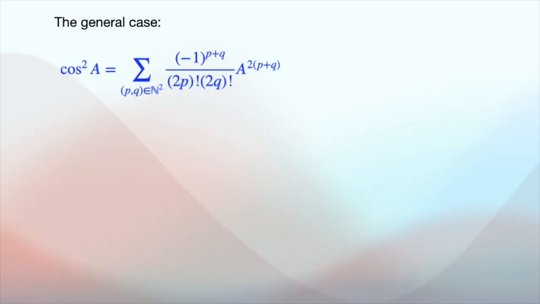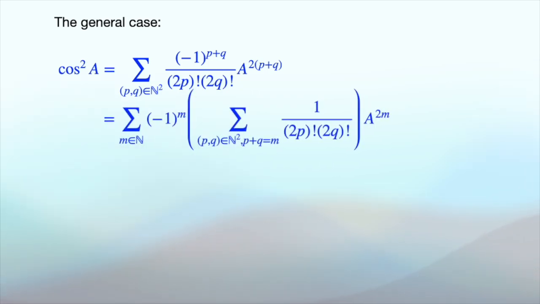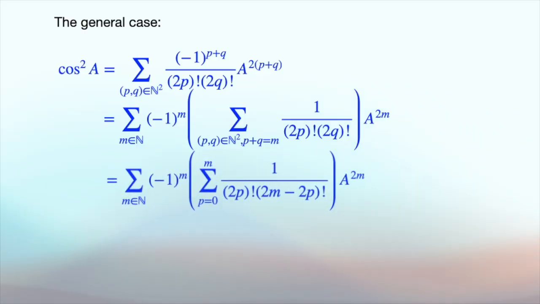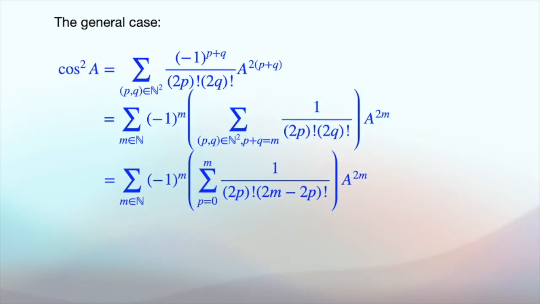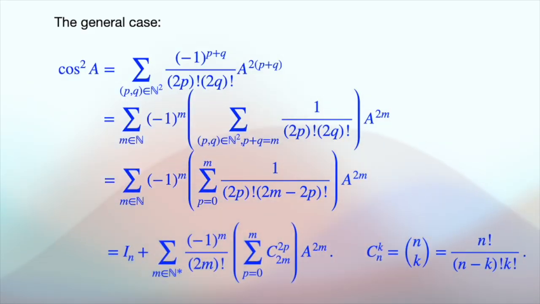Now, for the general case, we compute cosine squared A, and we get this double sum. We replace p plus q by m and q by m minus p, and we divide by 2m factorial to get the binomial coefficient and to get this formula.